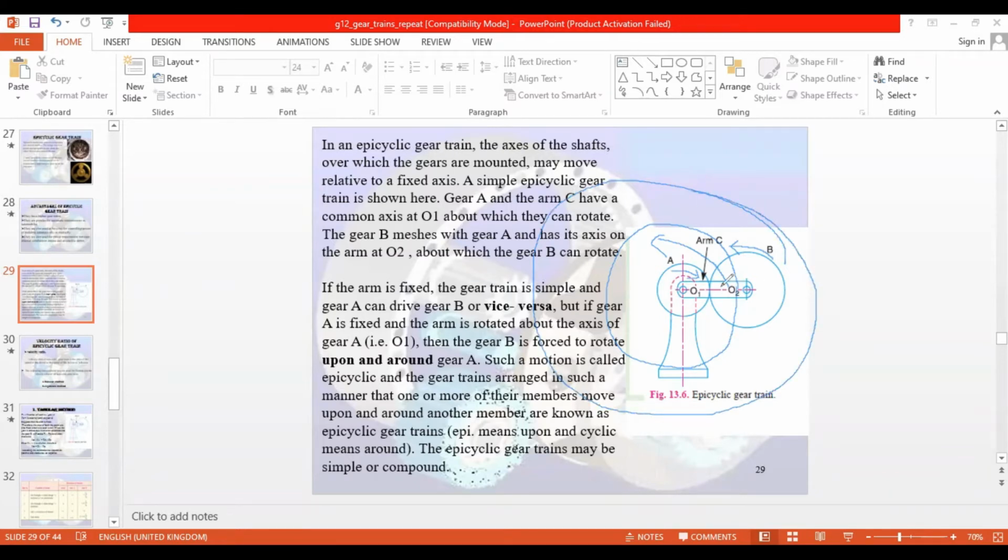Can you imagine? When this arm goes this way, gear B will automatically rotate itself, and it will also need to move around like this. So exactly like a planet, right? Because you know Earth is rotating by itself and revolving around the sun. So this gear B is going to rotate on its own axis, and about this axis it is also going to move like this, as a planet around the sun, right?